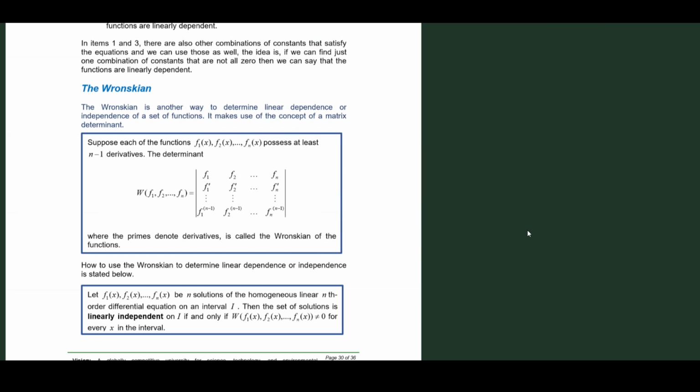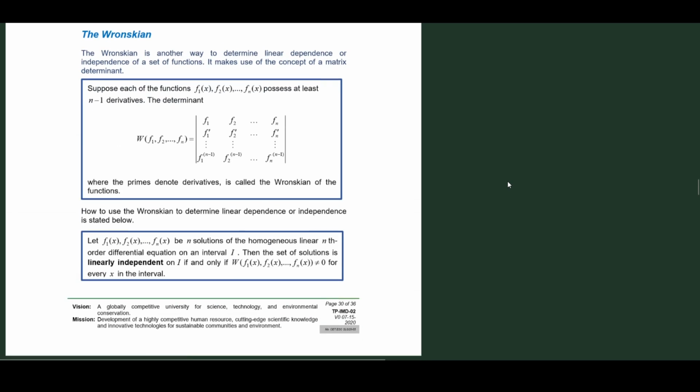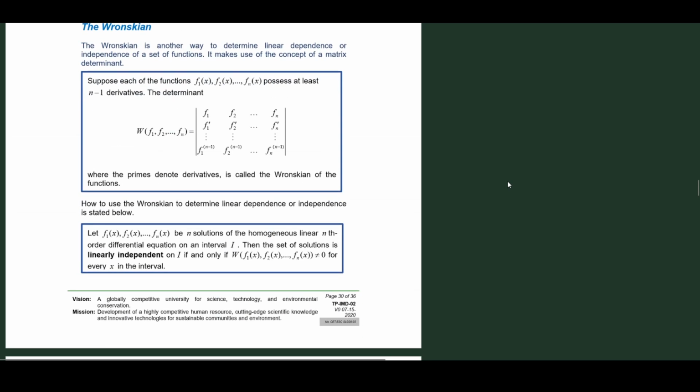Okay, hello everyone. So let us now discuss the Wronskian. Now, the Wronskian is another way to determine linear dependence or independence. It makes use of the concept of the matrix determinant. In this lesson, we will go through the definition, how to set up the Wronskian, and how to interpret the determinant that we get to determine if a set of functions is linearly independent or dependent.